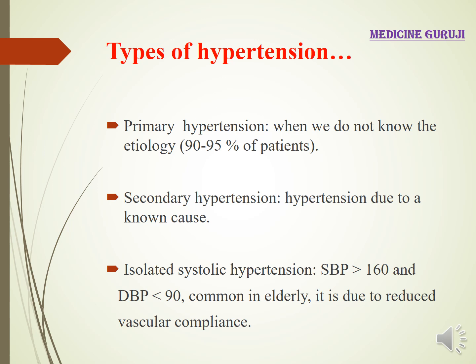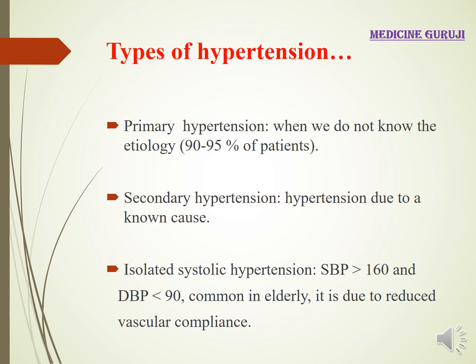Now coming to types of hypertension. What are the various types of hypertension that we see? First is primary hypertension, when we do not know the cause. It is generally seen in 90 to 95% of patients. Another is secondary hypertension, when there is a specific cause.